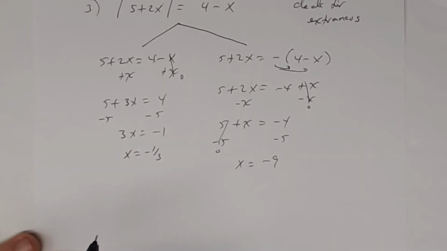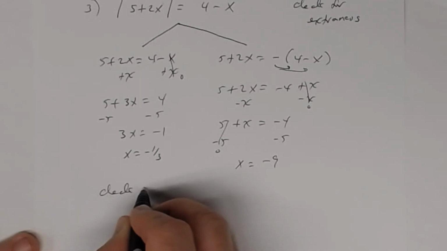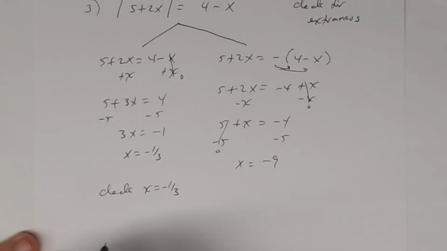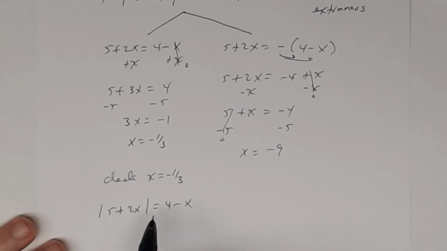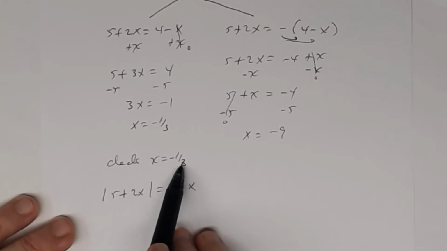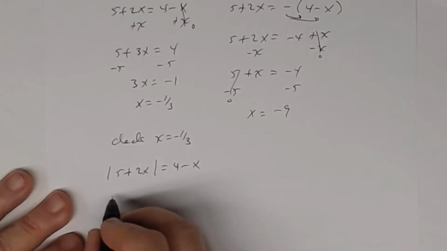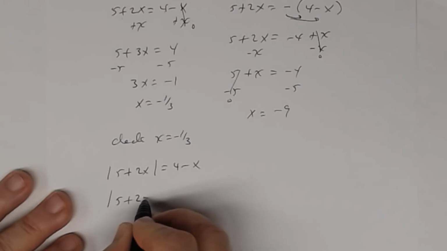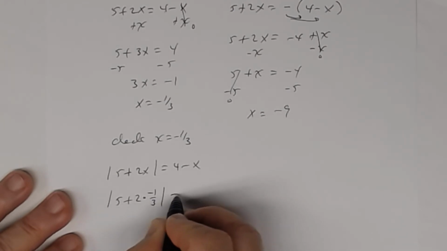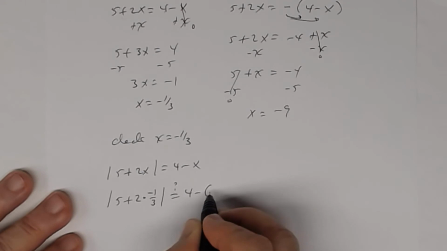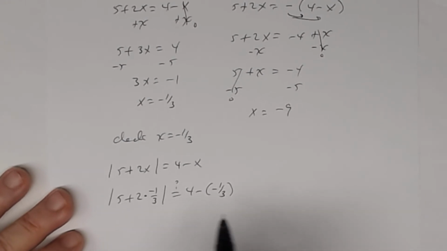All right, so let's check x equal negative 1/3. When I do that, let me go back and rewrite the original problem. So it'll be the absolute value of 5 plus 2x equal 4 minus x. So wherever we see the variable x, I'm going to substitute negative 1/3. So I have 5 plus 2 times negative 1/3. And I want to see if that's going to equal 4 minus a negative 1/3.